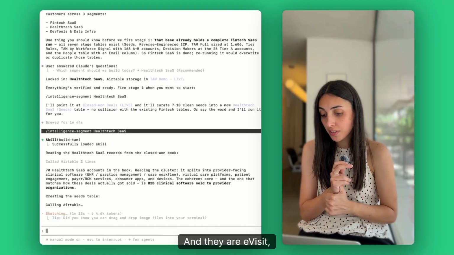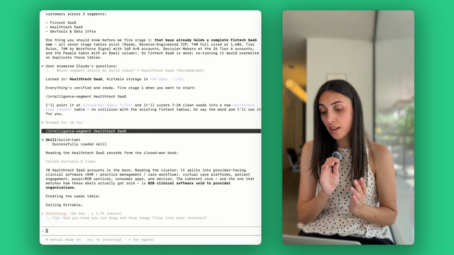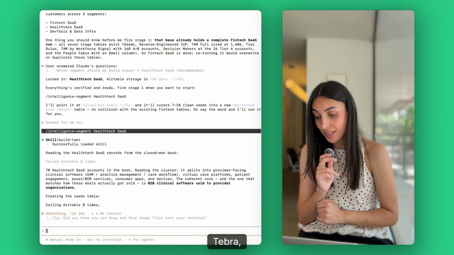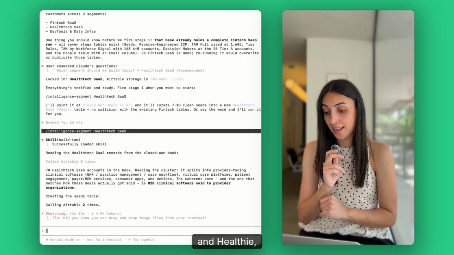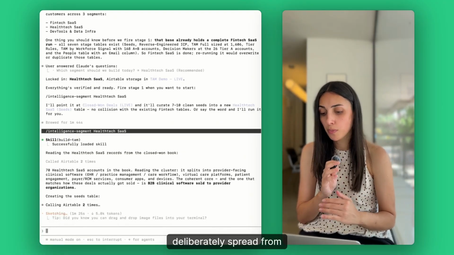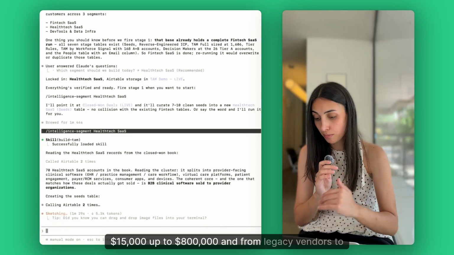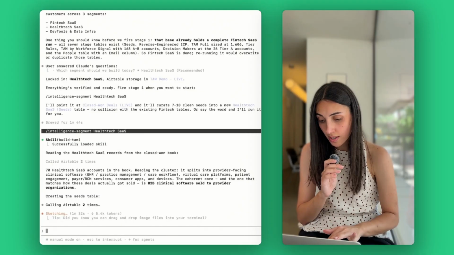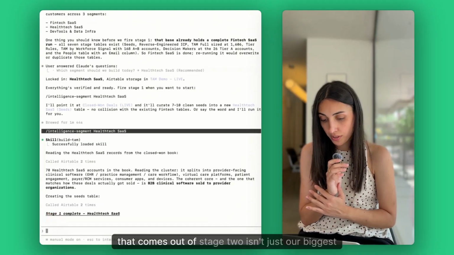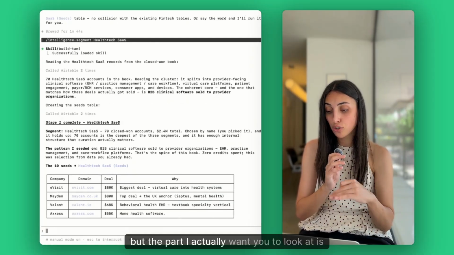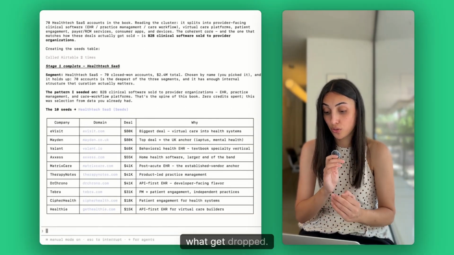And they are eVisit, Maiden, Welland, Access, Metrics Care, TherapyNotes, Dr. Chrono, Tebra, Cyper Health, and Healthie. Deliberately spread from $15,000 up to $800,000 and from legacy vendors to modern ones. So the profile that comes out of stage 2 isn't just our biggest deals, but the part I actually want you to look at is what gets dropped.